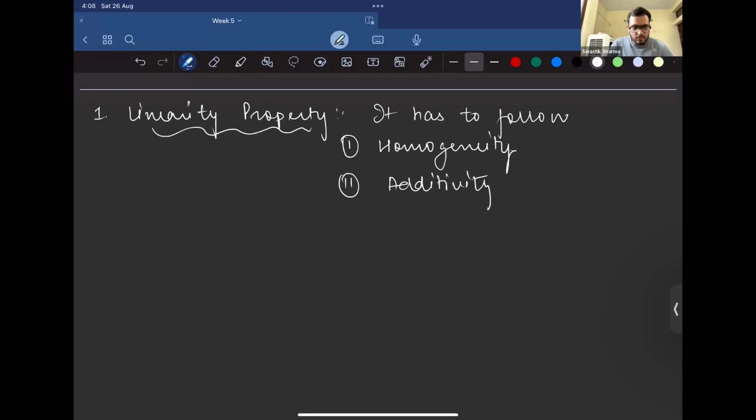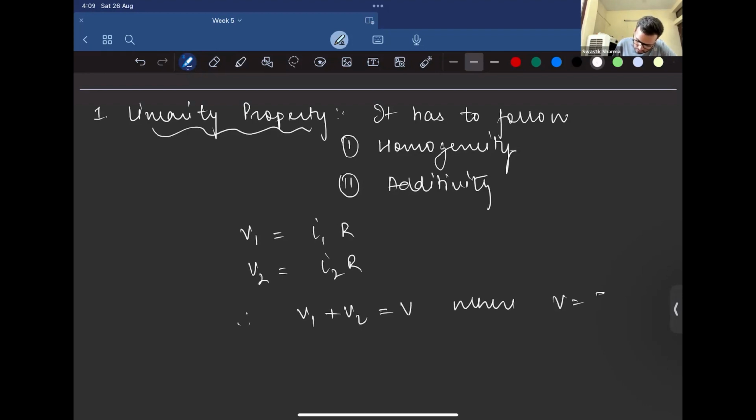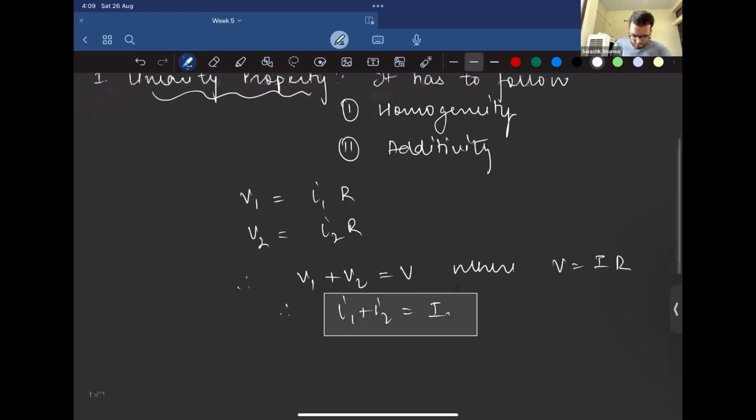And additivity: if I add two values of a similar circuit component, for example, if a circuit has V1 voltage and some I1 current, and it has V2 voltage with some I2 current, and if V1 plus V2 equals V, where V is equal to IR, therefore I1 plus I2 is equal to I. This is the property of additivity.